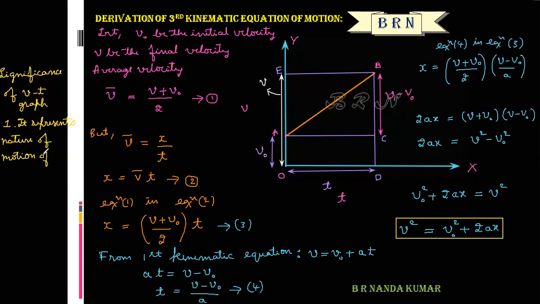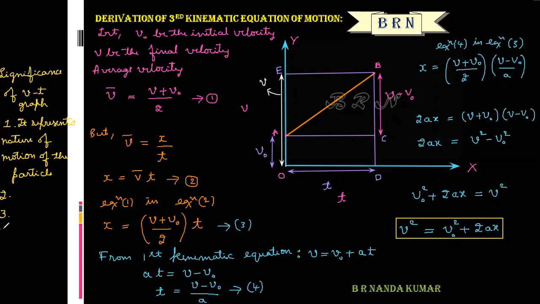It represents the nature of motion of the particle, and the velocity of the particle at any instant can be obtained from the curve. That means the instantaneous velocity at any instant of time can be obtained from the curve that is obtained in the VT graph, right? And then acceleration at any instant of time can be obtained from the curve.